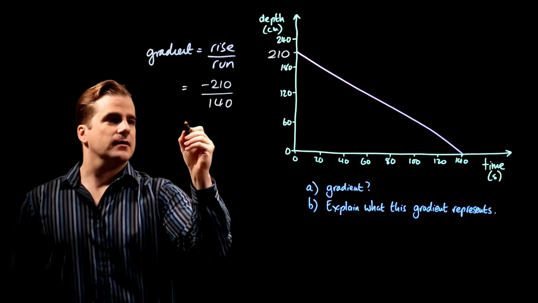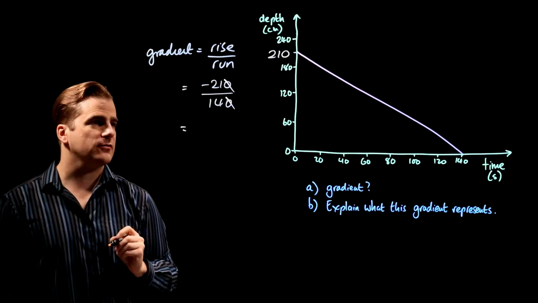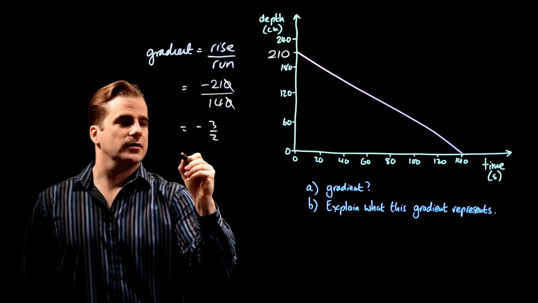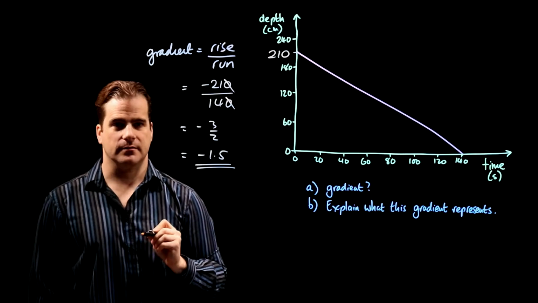Okay? So that's equal to 21 over 14, which is minus 3 over 2, which is minus 1.5. Okay, so that's the gradient.